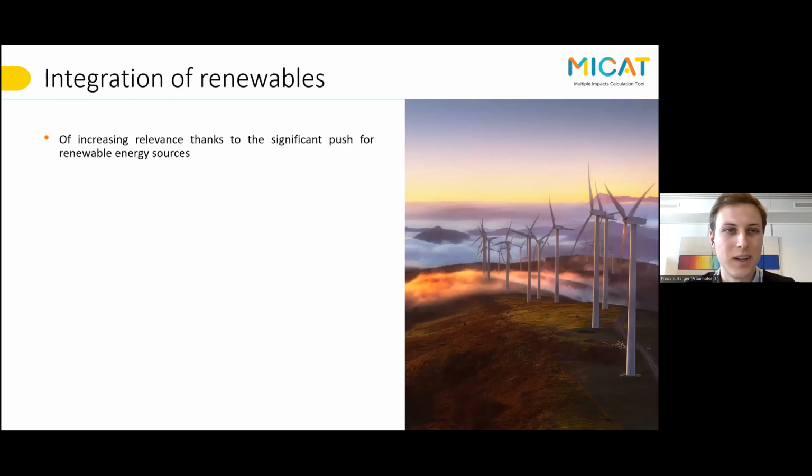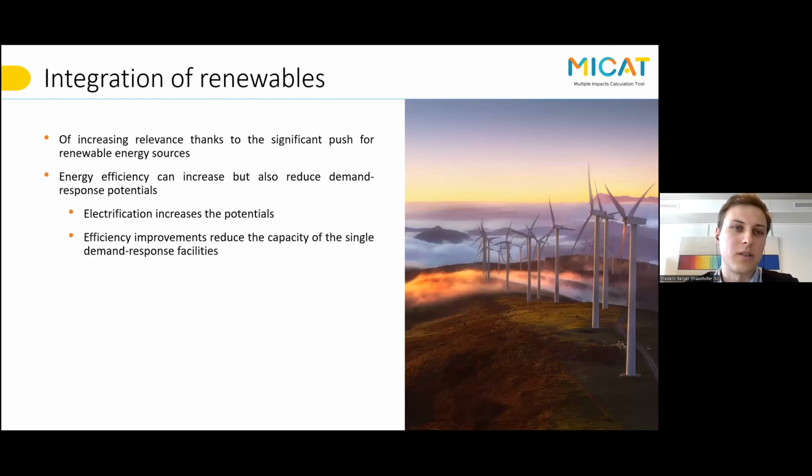Right. So the second indicator I would like to look at is the integration of renewables. What we're looking at here is, given the increased prevalence of renewables in our markets, in our energy systems, of course, we need demand response potentials to cope with peaks and also the valleys. And energy efficiency can play a role in this and can increase those potentials, but it can also reduce those potentials. And that's what this indicator is looking at.